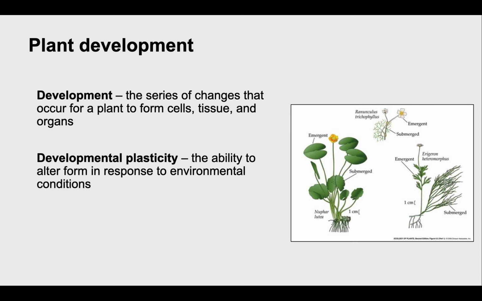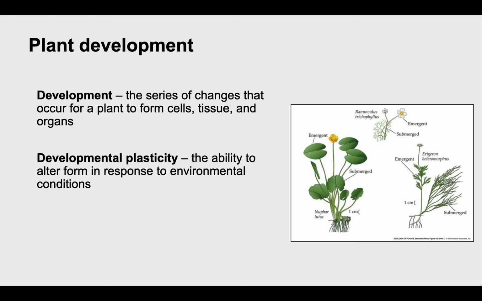All right, so if we're talking about actively dividing plants, we're talking about plants that are growing, they are developing. If we talk about plant development, this is something that scientists on the International Space Station are particularly interested in, the development of plants. That's a series of changes that occurs for a plant to form cells, tissues, and organs. So basically the growth of a plant.